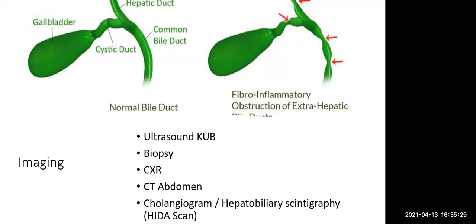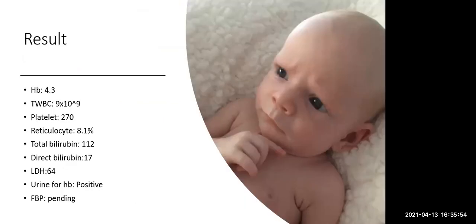We can also do a biopsy in autoimmune hepatitis and Wilson disease. We can also consider a chest X-ray to look for any atypical pneumonia, and others like cholangiogram or hepatobiliary scintigraphy, for example, like a HIDA scan, to check for excretion of bile from the liver into the intestine. Okay, next slide.